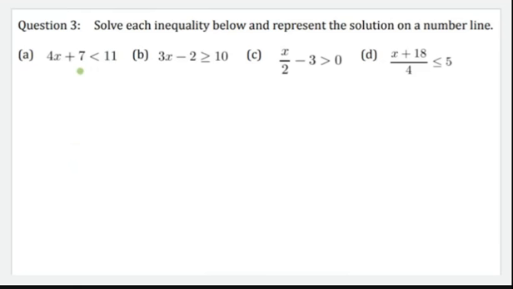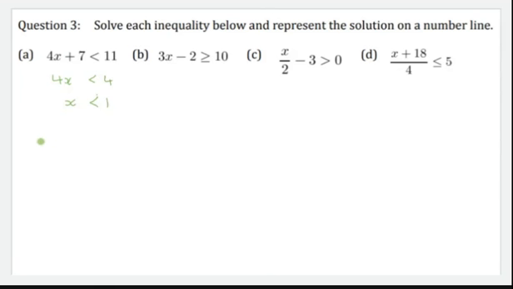Let's solve it first. So when we solve it, what does that come out to be? Okay, so minus 7 on both sides. So that's 4x is smaller than 4. Then we divide both sides by 4. So x is smaller than 1.